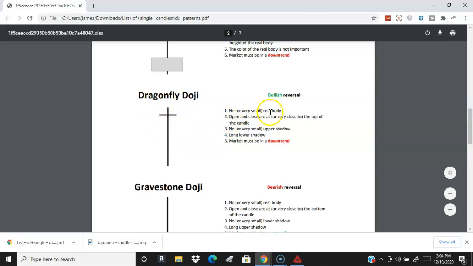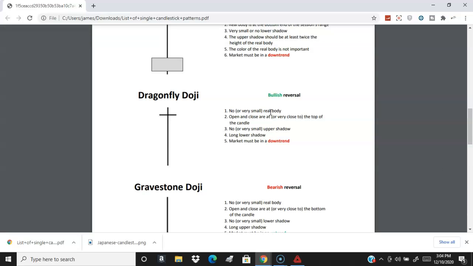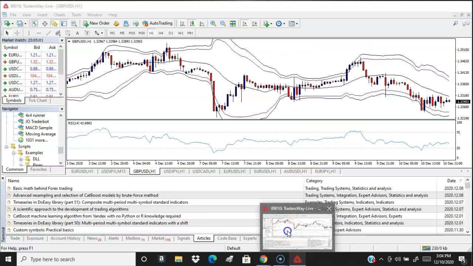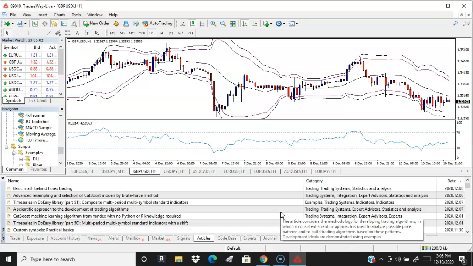So no real body, no real size. Open and close at the very end is the top of the candle, so it really opens and ends at the top. Long shadow must be in the downtrend. If you see this Dragonfly Doji, that means the market's about to go into a bull market. So it's about to be a bullish market. Let's look at that on our charts. Let's see if we can find one.